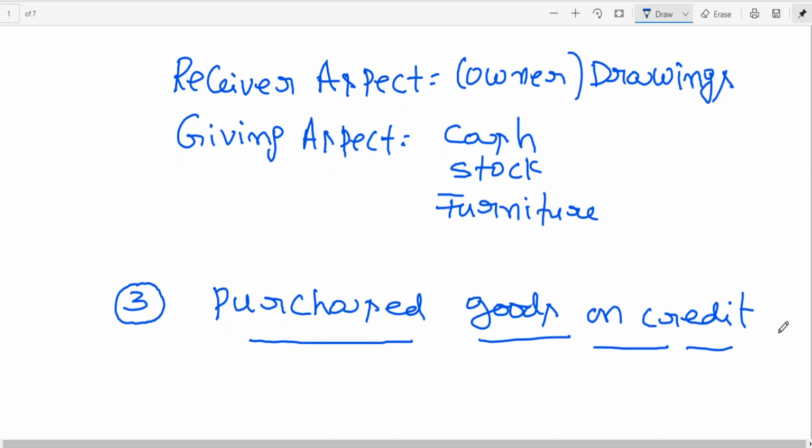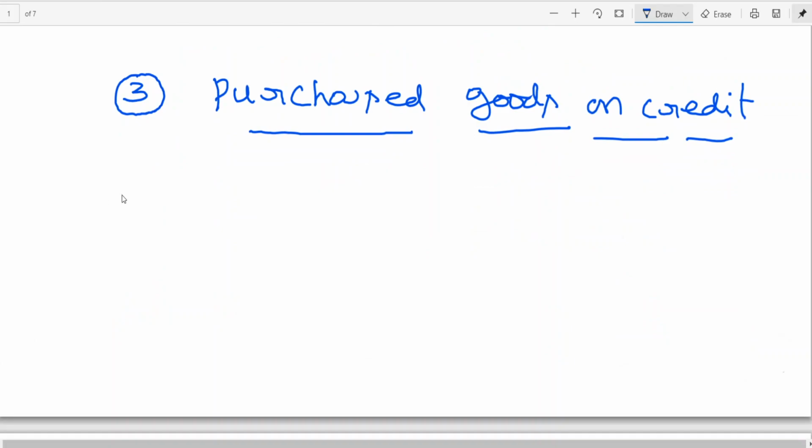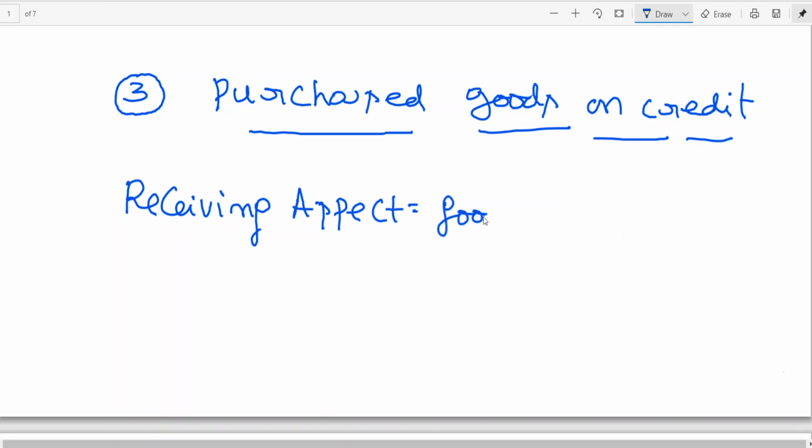Purchase goods on credit. I told you, when you purchase, the business is receiving goods. Receiving aspect is goods. And we need to use the term I told you last class, purchases.